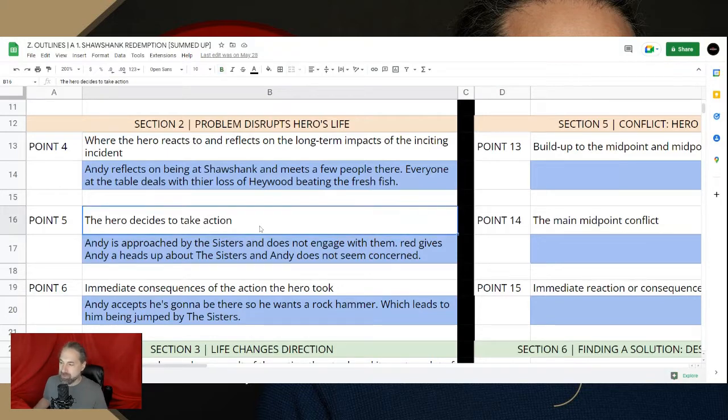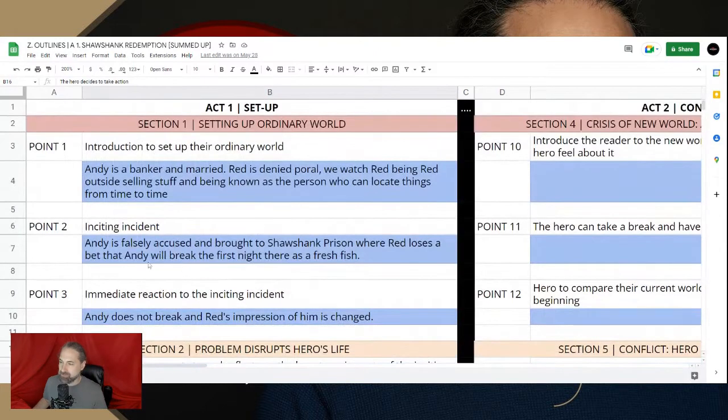So I'm going to go back real quick just so you can see the inciting incident. Andy is falsely accused and brought to Shawshank Prison, where Red loses a bet that Andy will break the first night there as a fresh.